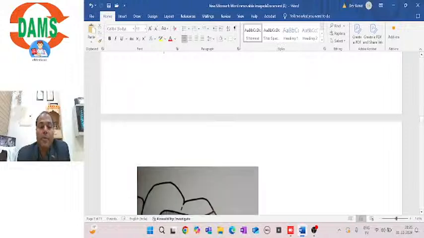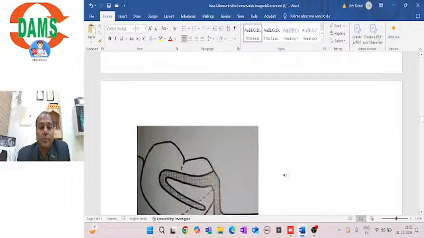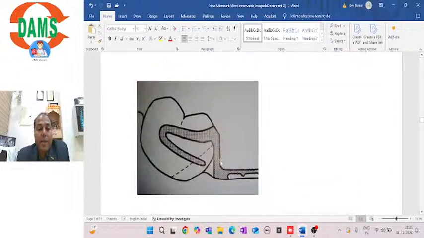What is this clasp? This is a hairpin clasp. From the point of origin, it is reversing back and taking support of the distobuccal undercut. So it is what clasp? Hairpin clasp, or C clasp, or reverse action clasp.